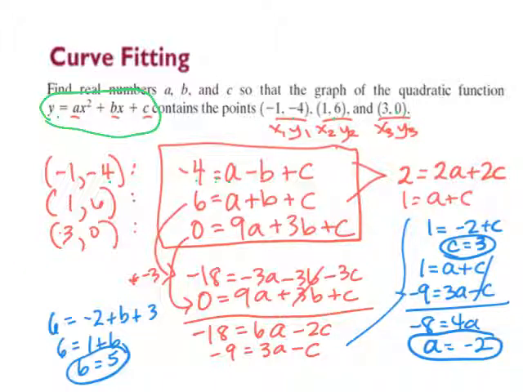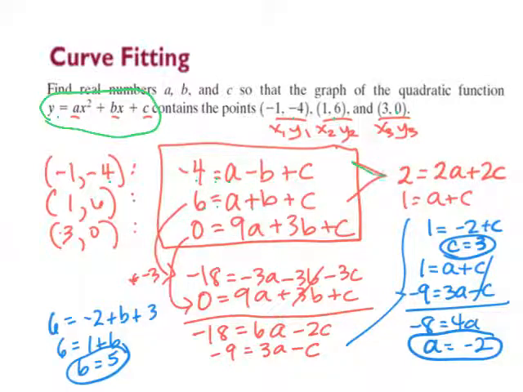Then we do the same thing with the next point, 1, 6. So 6 equals a times 1 squared plus b times 1 plus c. And then the last one, 0 equals a times 3 squared plus b times 3 plus c. So we have a system of equations, 3 variables, 3 equations.